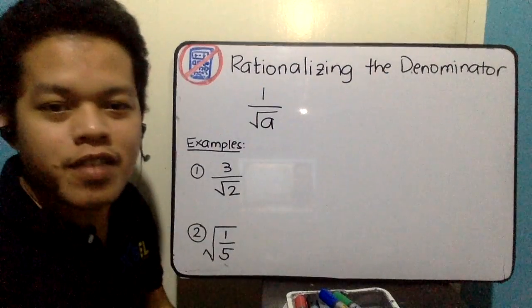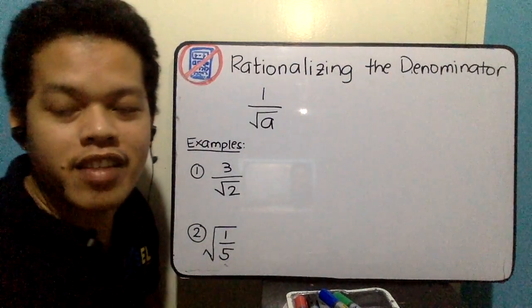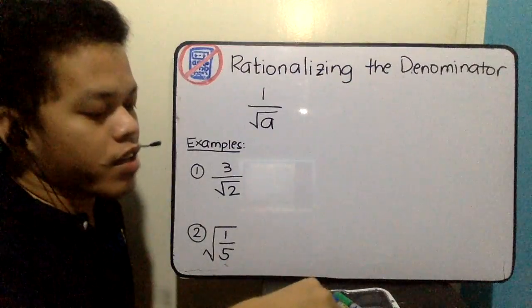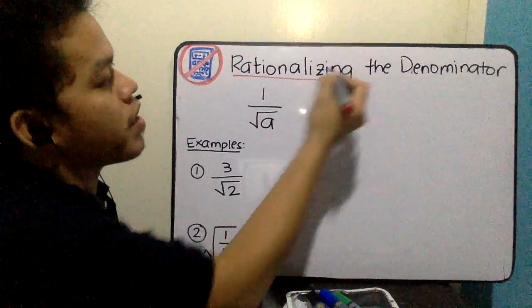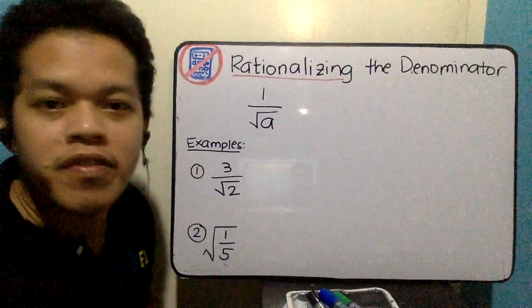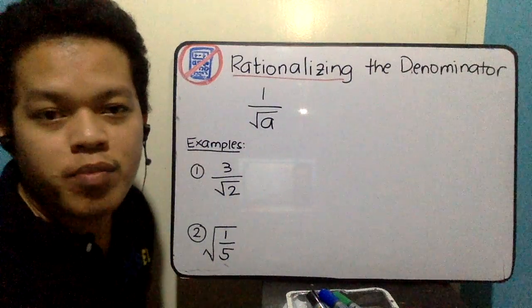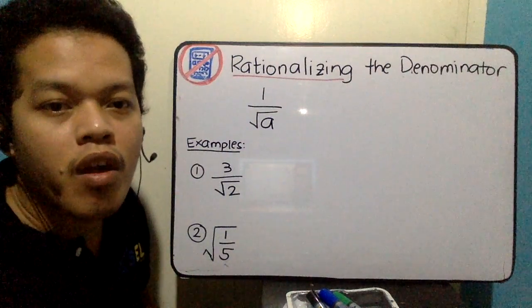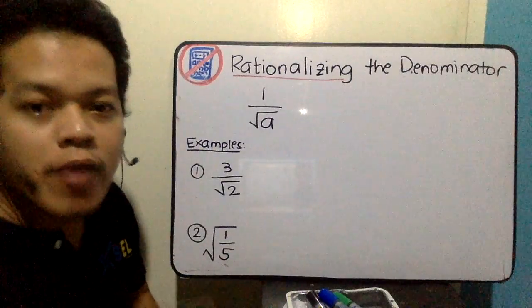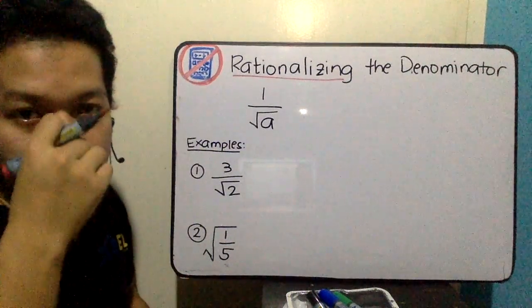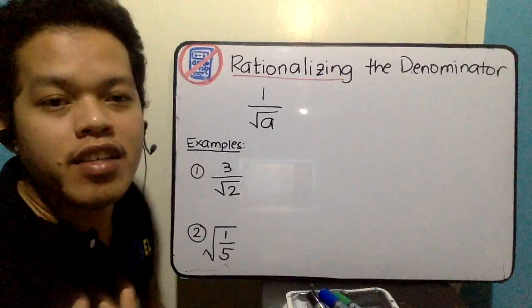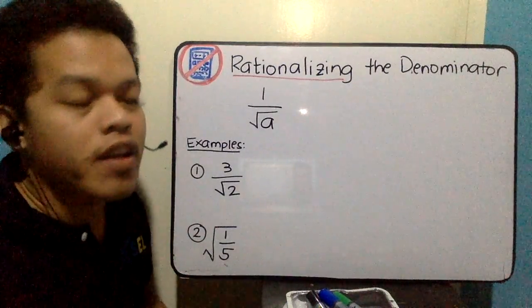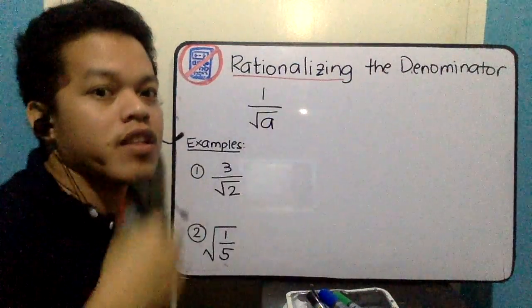So, in this video, you will learn how to rationalize the denominator. Okay, when you say rationalizing the denominator, it means that you're simplifying the radical expression in such a way that you are not allowing a radical in the denominator. So, a radical expression is considered simplified if there are no radical symbols in the denominator.